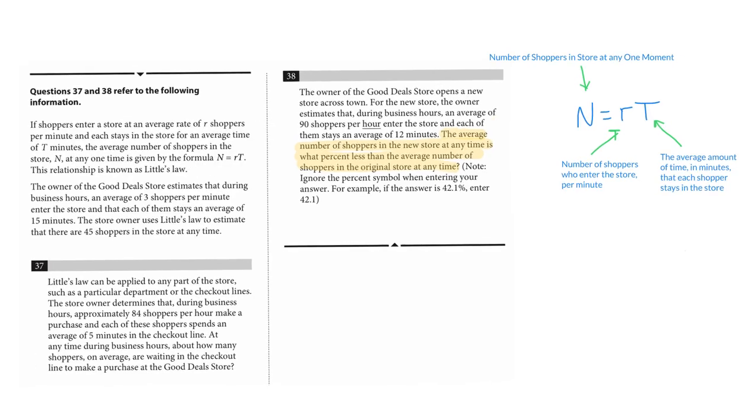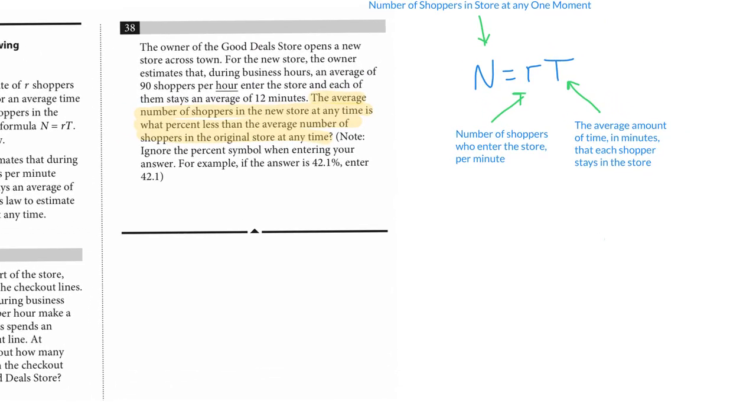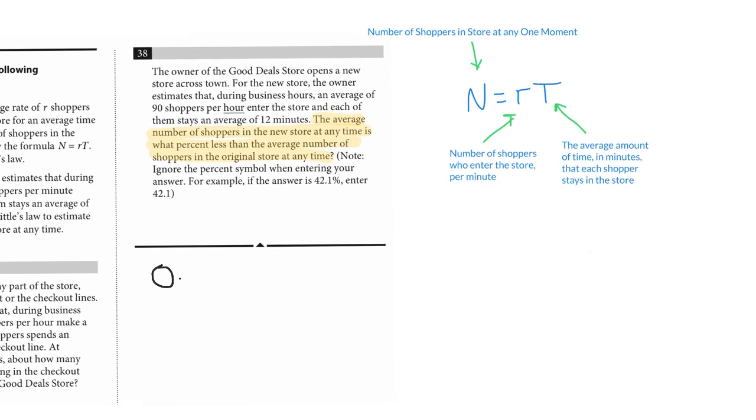So I'll just write that, the original store, I'll write OG. The OG store, 45 shoppers at any given moment, right? So if we could just find N for this new store, if we could just find this big N for the new store, then we could compare it to 45 and then figure out the percentage change, okay? So, according to them, the owner estimates that during business hours, an average of 90 shoppers per hour enter the store. Well, how many shoppers per minute would that be?